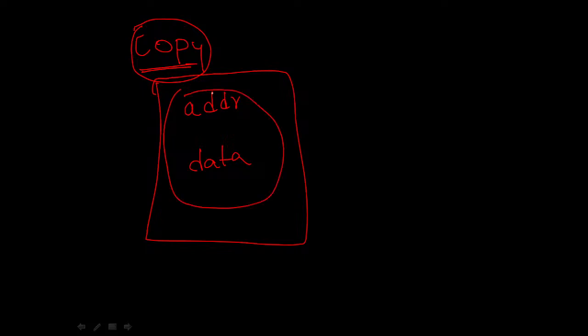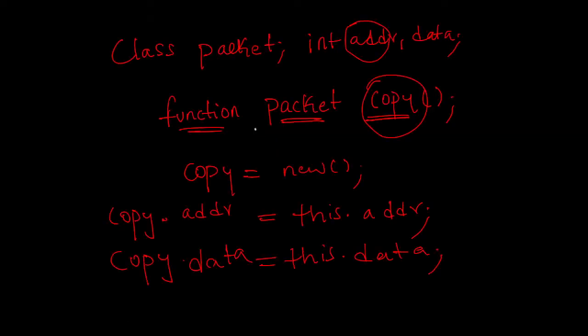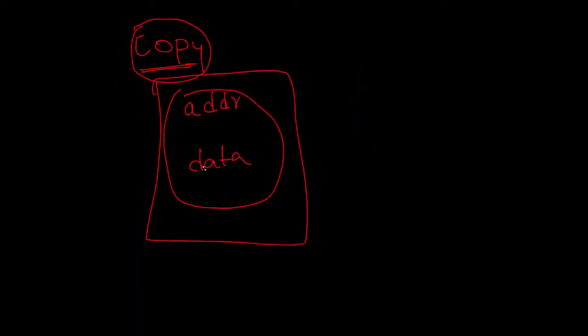Okay, addr and data will be copied into our local object addr and data. So this is how we are going to create an object, and we are going to copy the properties from local to our object. So this object has been created, and it consists of addr and data. You have an object called copy, and it consists of two properties, called addr and data. Okay, that is what we have seen.